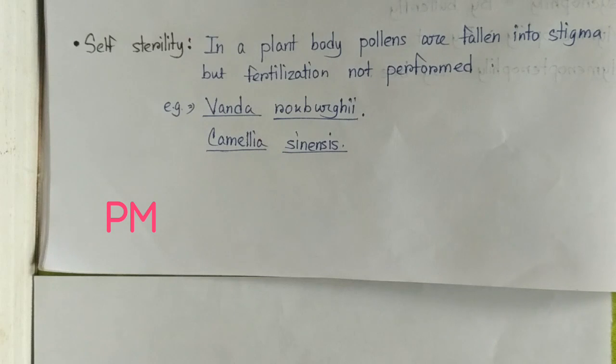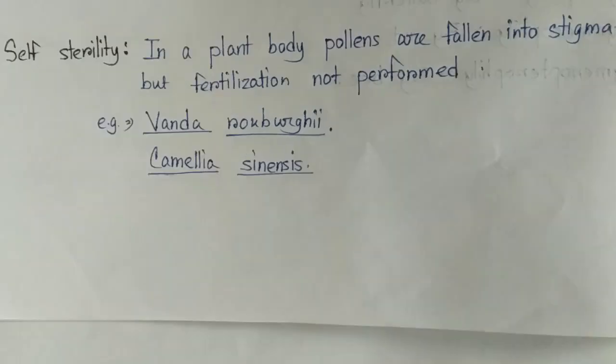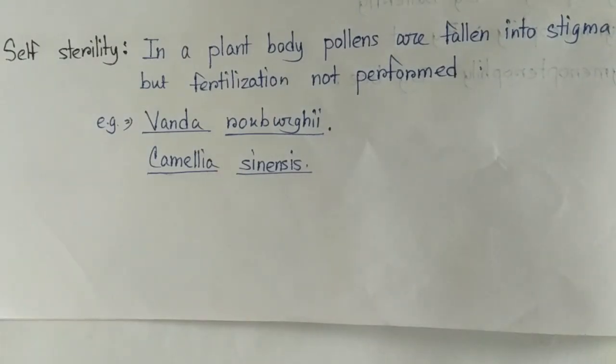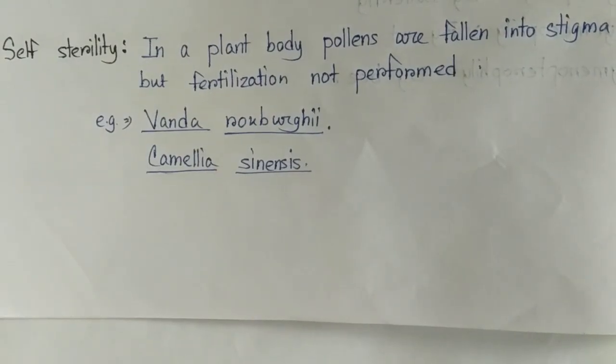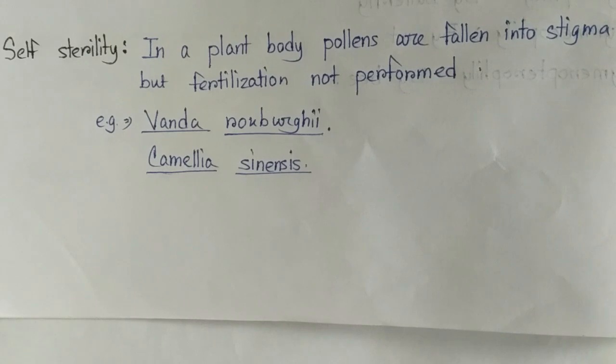Example, Vanda roxburghii, which is commonly known as Rasna, and Camellia sinensis, which is the scientific name of tea. Here, self-sterility is performed. You have to read it through books, or if any problem occurs, then you comment below. Thank you.